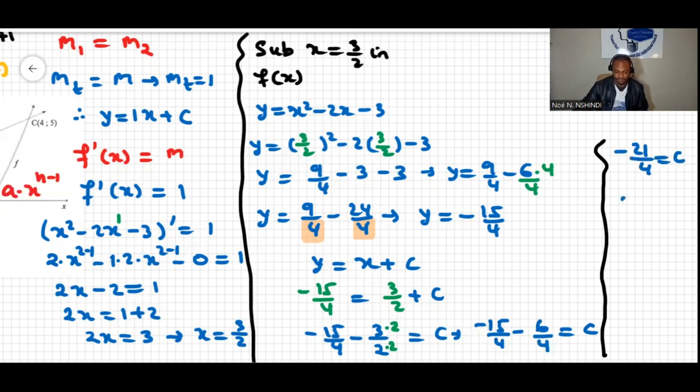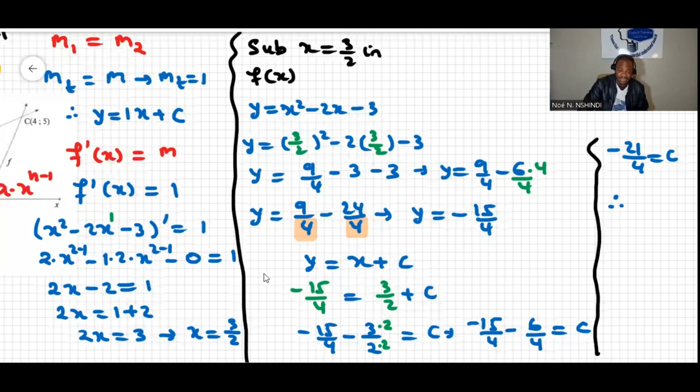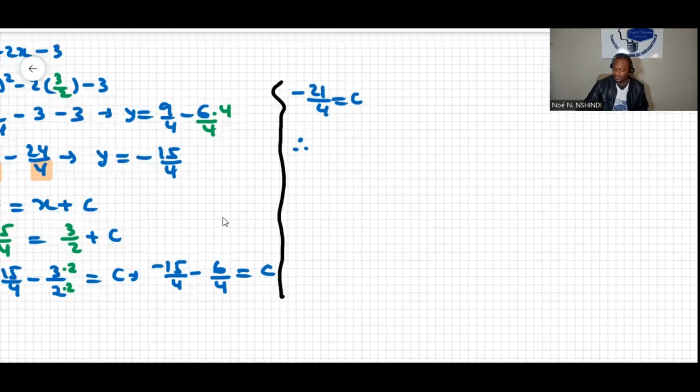Therefore, the equation of the tangent line that is parallel to the parabola is then y equal to x minus 21 over 4. Done.